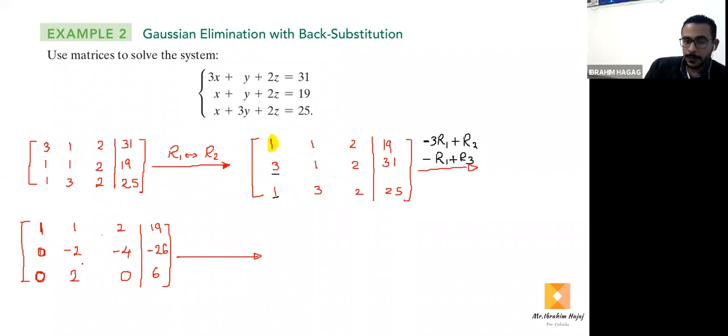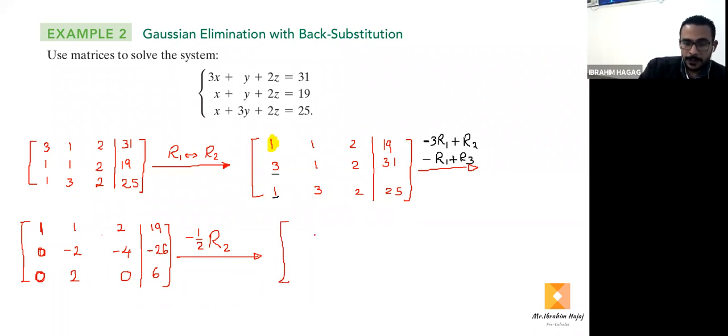How? By multiplying the second row all by negative half. Don't say divide by 2. There is no division here. So R2 dividing by negative 2 is the same as multiplying by negative half. So always keep it multiplication, okay? Negative 1 over 2 R2.